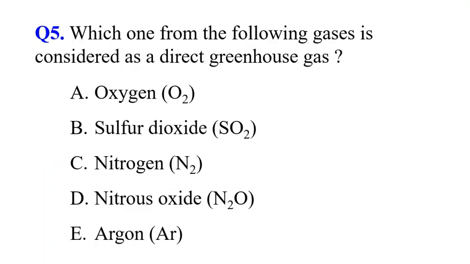Question number 5. Which of the following is considered as a direct greenhouse gas? You can see oxygen, nitrogen, argon. They all are non-greenhouse. But you have a choice between sulfur dioxide and nitrous oxide. So definitely nitrous oxide is a direct greenhouse gas. Sulfur dioxide has a minimal effect, but it is considered as an indirect greenhouse gas.